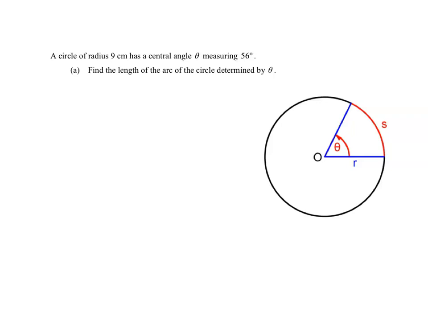So we need to use the formula S equals R times theta, but it's very important to remember that theta must be in radians. The most common mistake students make is they will use the 56 degrees in this equation and then wonder why they have the wrong answer. So here's the formula. All I have to do now is figure out what 56 degrees is in radians.